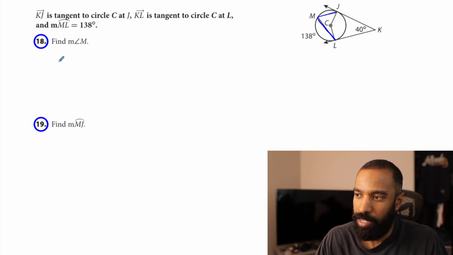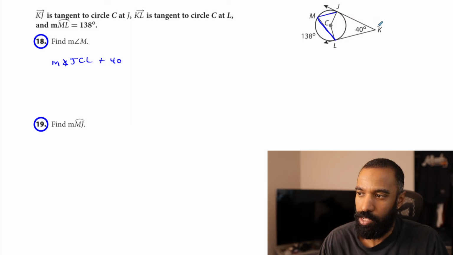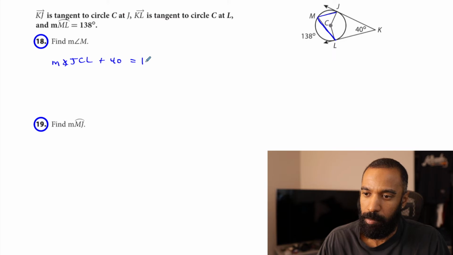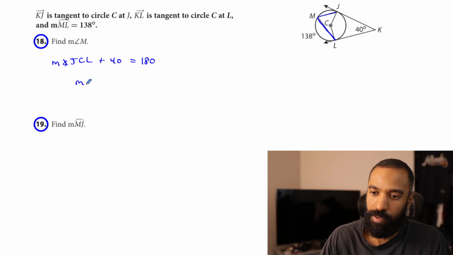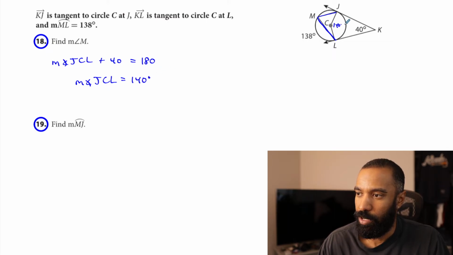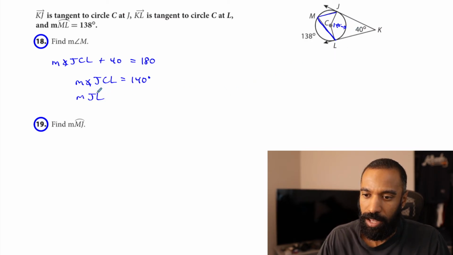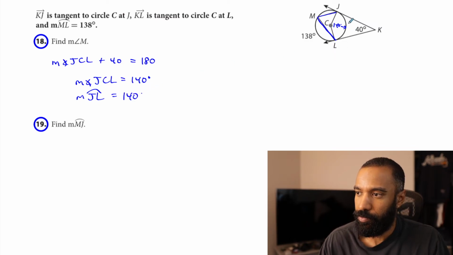So first we find the measure of angle JCL. As we add that with 40 degrees, remember here's a circumscribed angle, here's the associated central angle. They should be supplementary. They add to 180. So the measure of angle JCL, if you subtract 40 from both sides, equals 140 degrees. So this is 140. Now, the central angle, therefore, is also 140. The measure of arc JL is equal to the measure of angle JCL. That's also 140 degrees. So now this is 140.